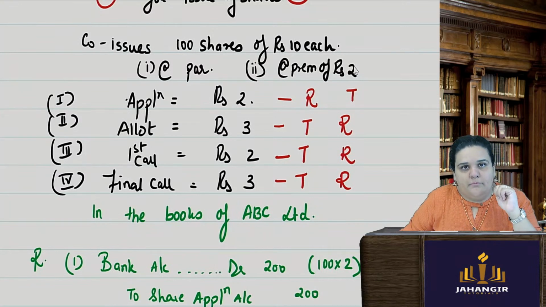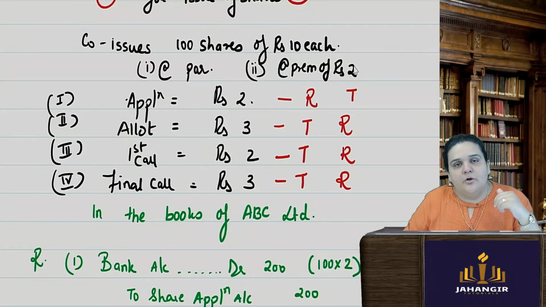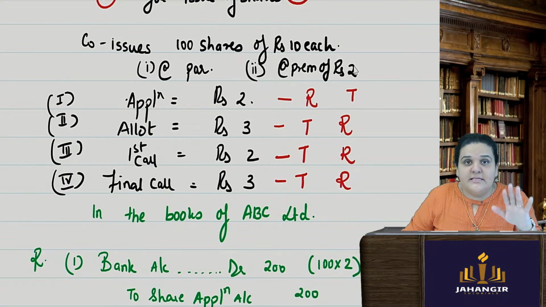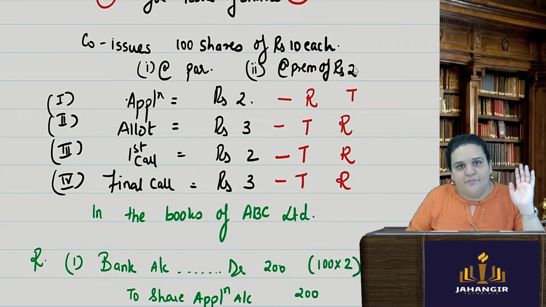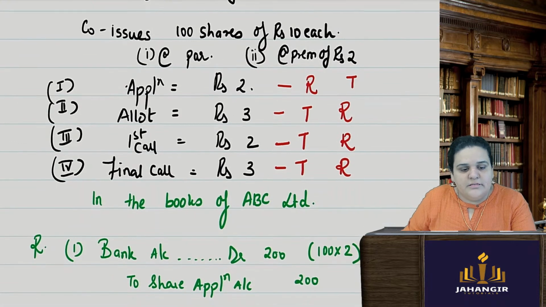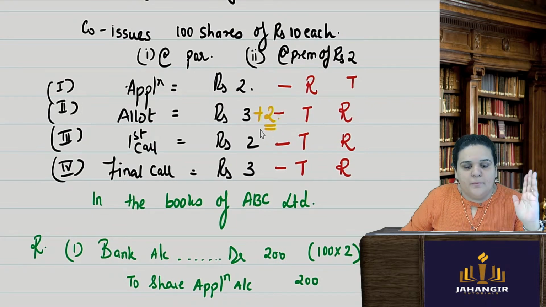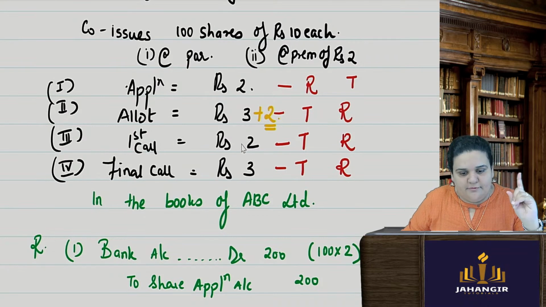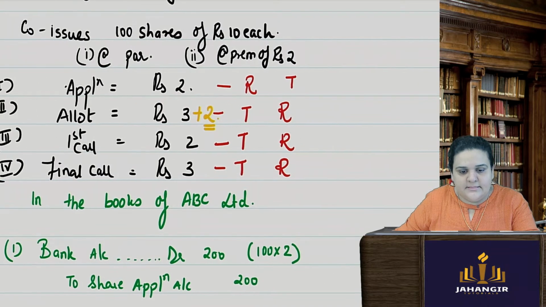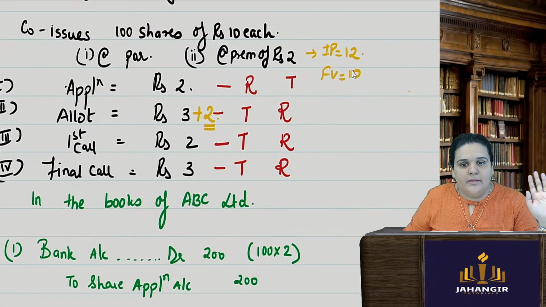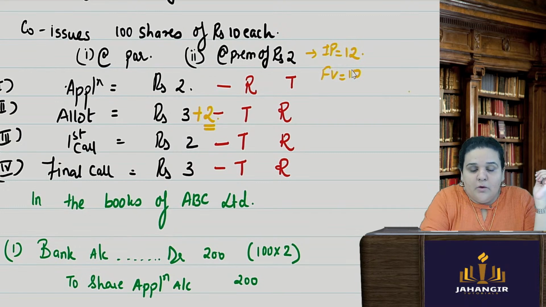Okay, rupees 2 premium. Generally, premium is always collected at the allotment stage unless otherwise specified that it is taken at the time of application. So now this rupees 2, I am going to get it at the allotment stage, extra premium. So my issue price is going to be rupees 12. In my second case, my issue price will be 12 rupees and face value is going to be 10 rupees. Okay, clear?